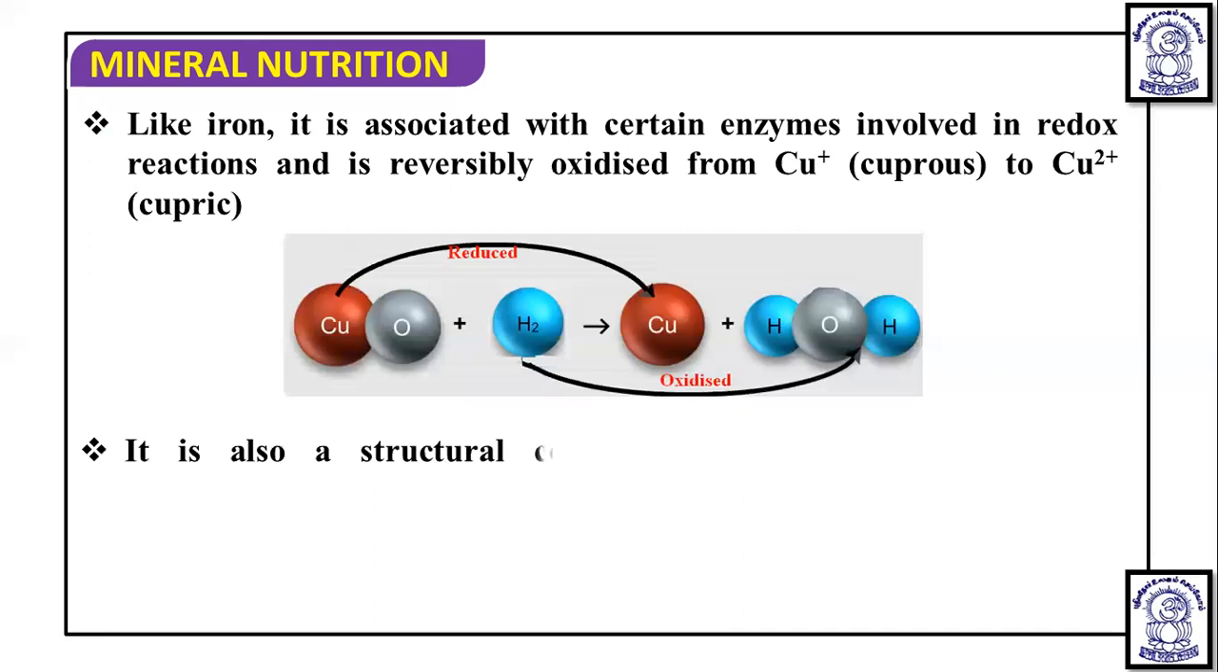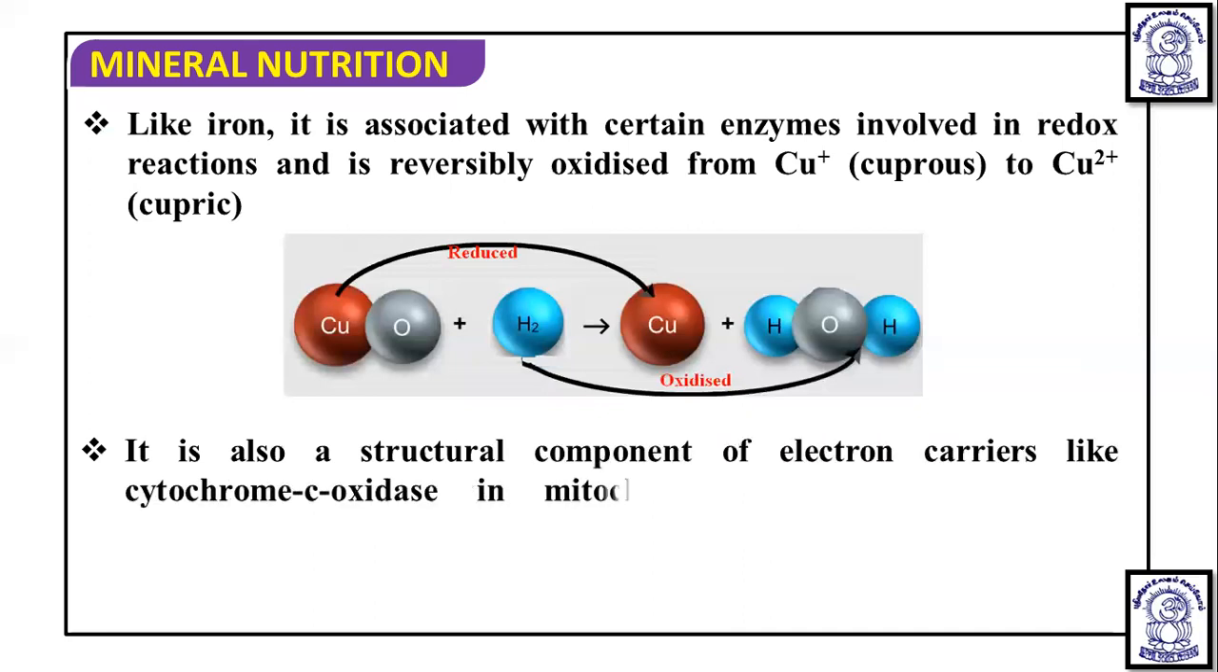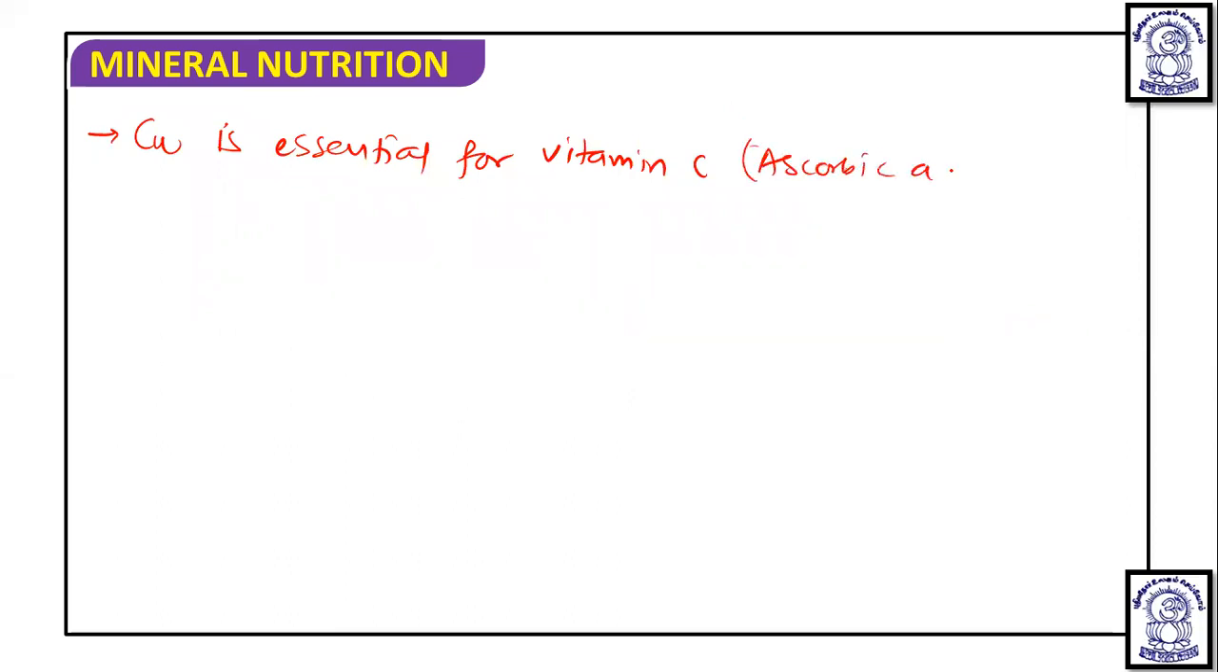This particular copper is also a structural component of electron carriers like cytochrome C oxidase and plastocyanin in chloroplast, and cytochrome C oxidase during the ETS in the mitochondria. And this particular copper is essential for vitamin C, that is ascorbic acid synthesis. Okay.